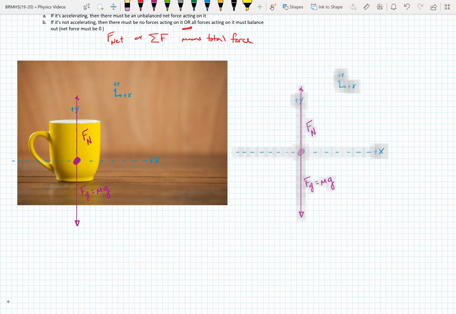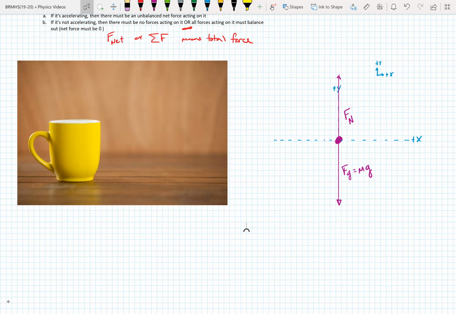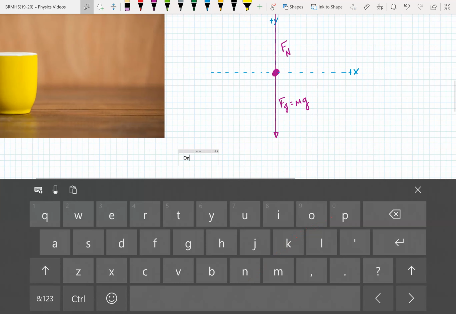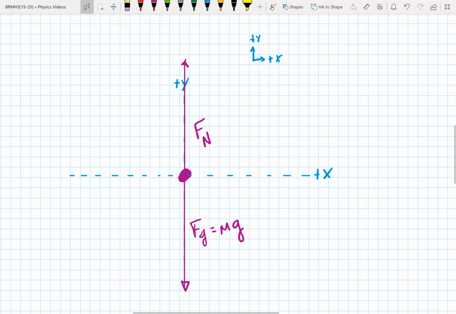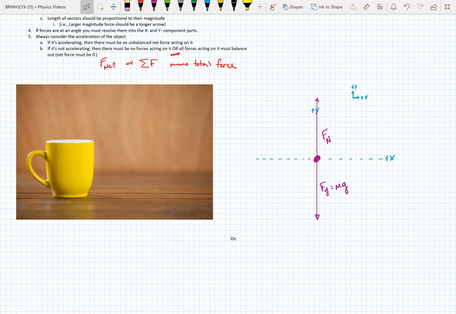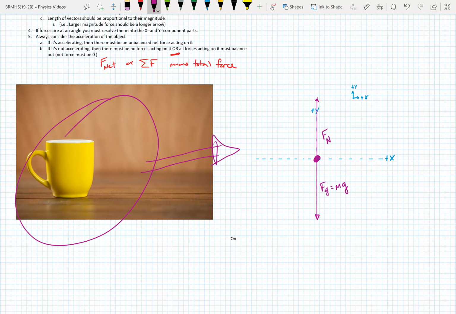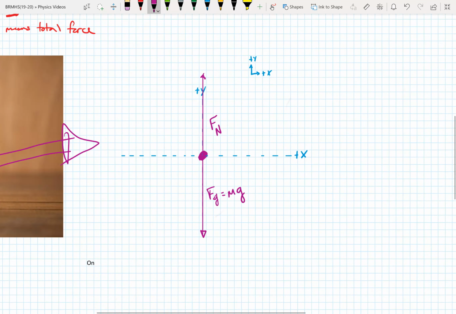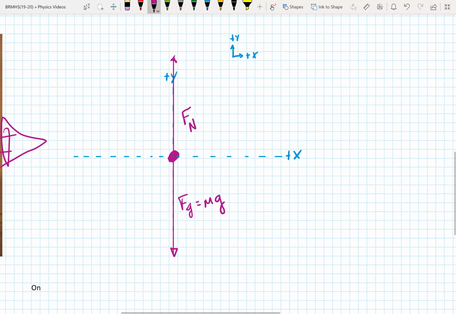just this part. All right, this is what we want to draw. We want to be able to look at a picture or imagine a scenario, like over here with the coffee mug. We want to free up the object or system from its environment and represent it just with this. This is the free body diagram, just this stuff.